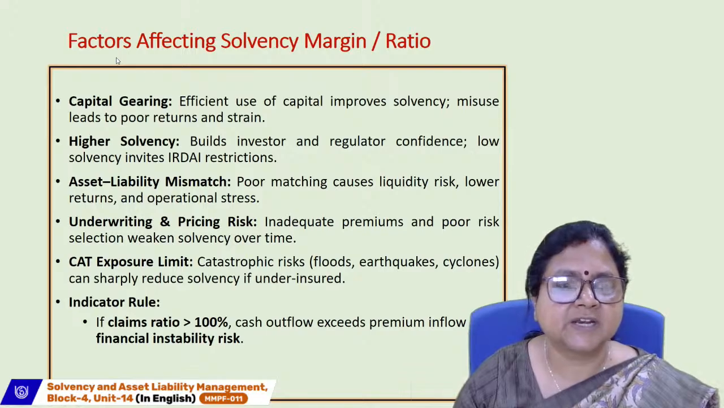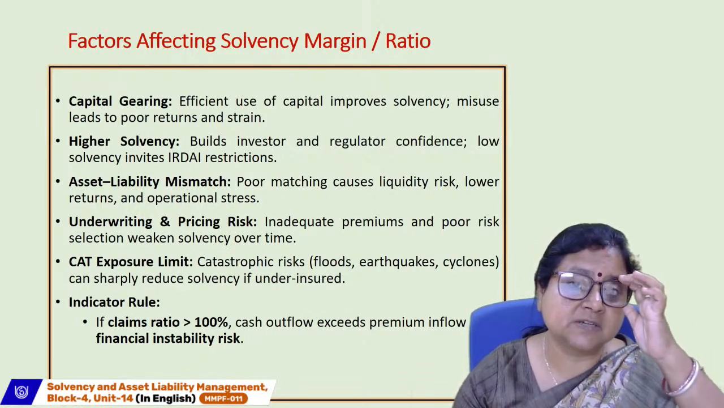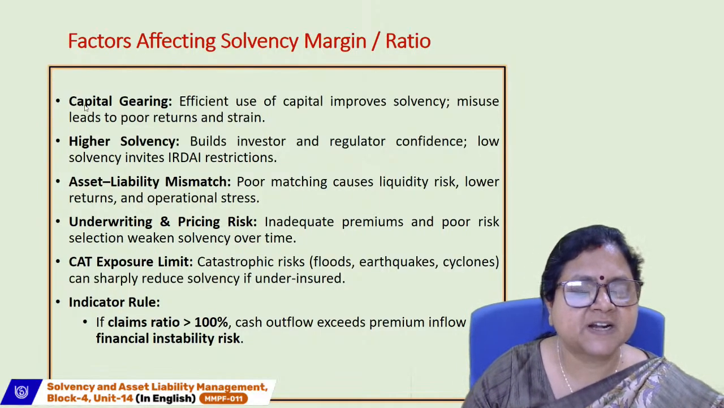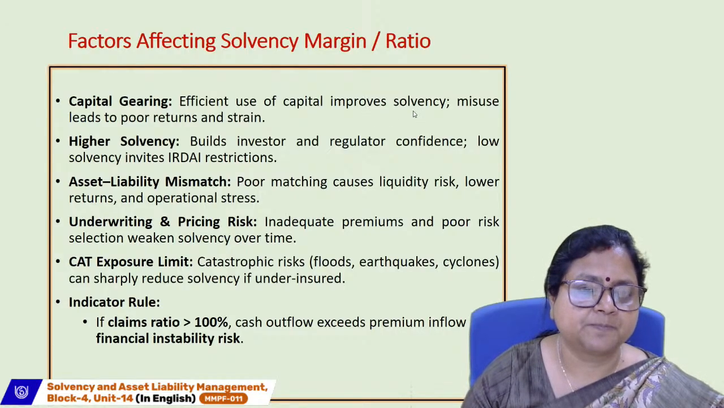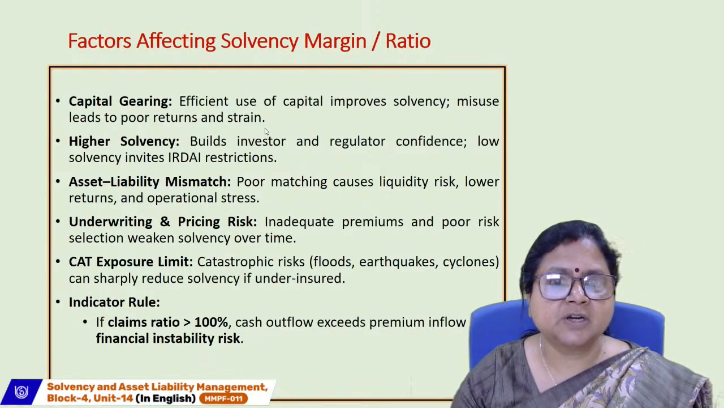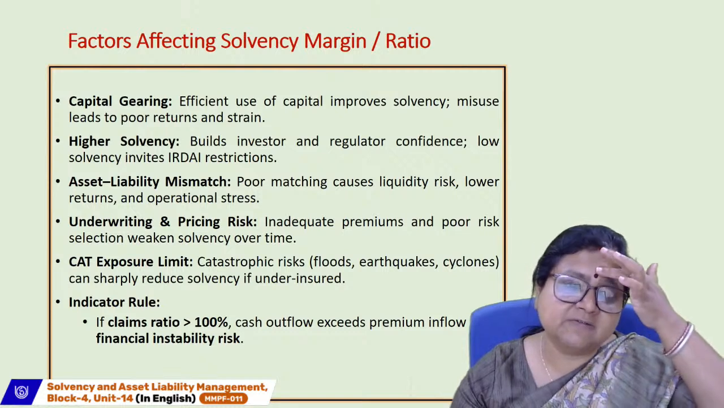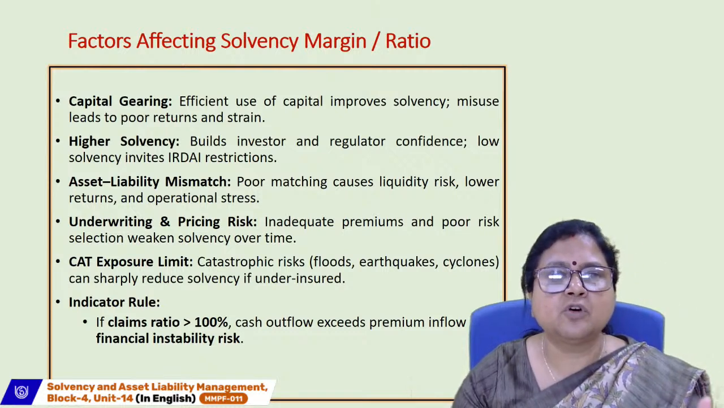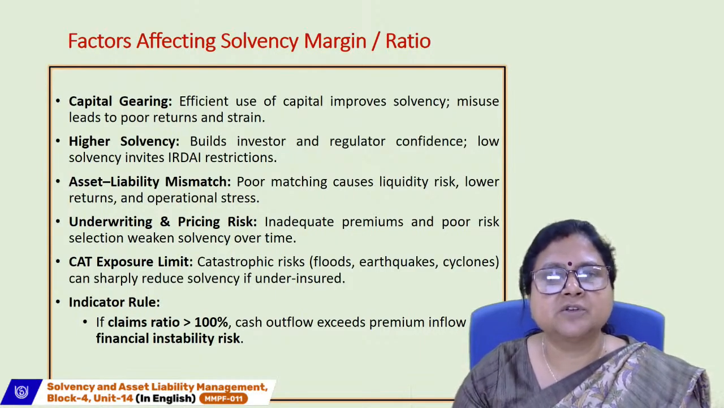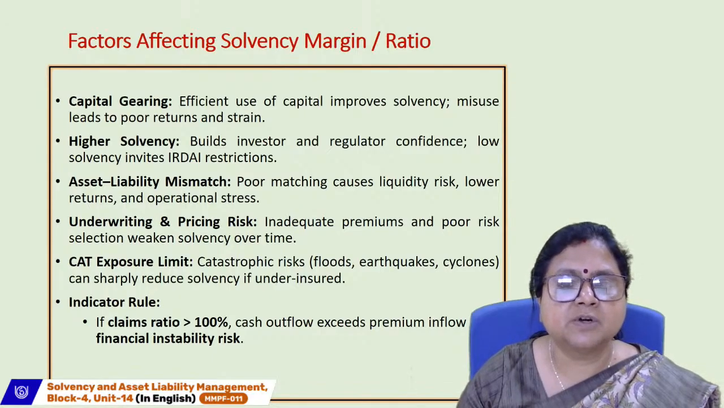Now let us quickly see what are the factors affecting the solvency margin, or solvency ratio, as well as solvency margin. First factor is capital gearing. Capital gearing is nothing but the efficient use of capital which improves the solvency. Misuse leads to poor returns and strain. So here capital gearing means, suppose you are investing, you have to know where you are investing it efficiently, in bonds, so that when you require, you are able to withdraw the funds from there. So that is known as capital gearing.